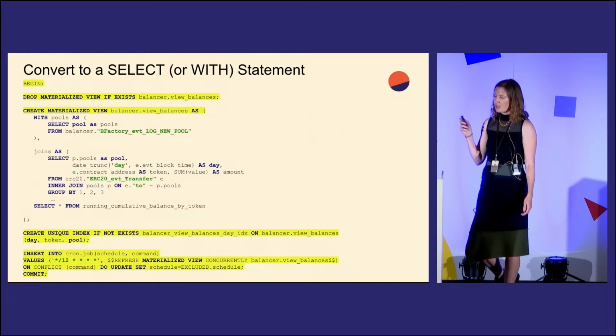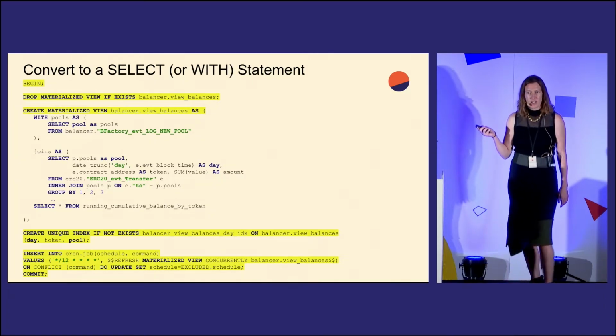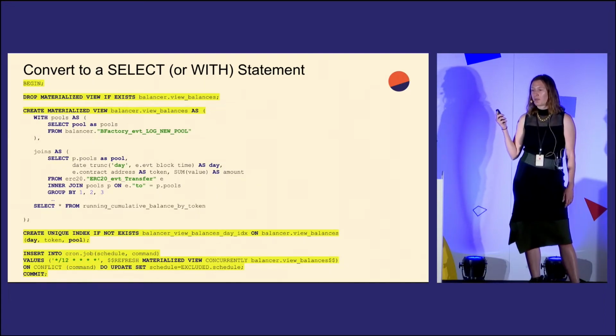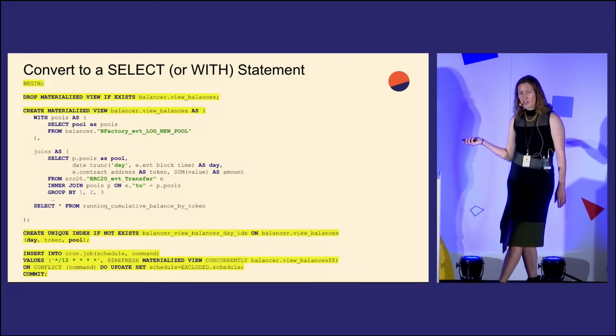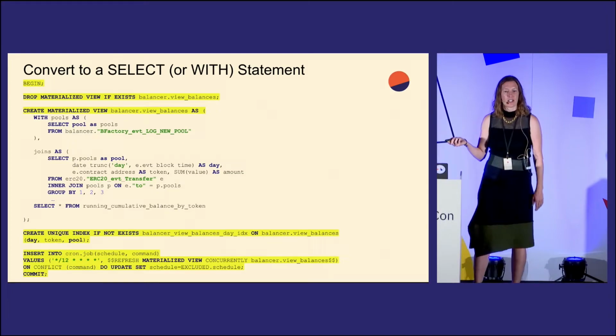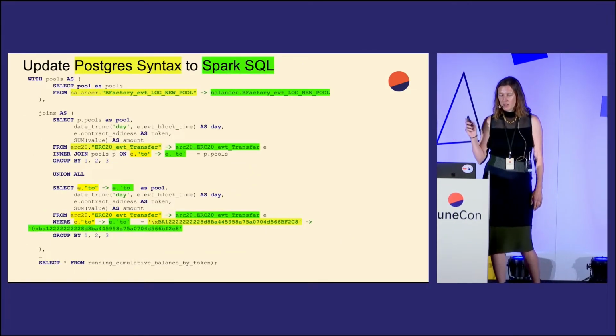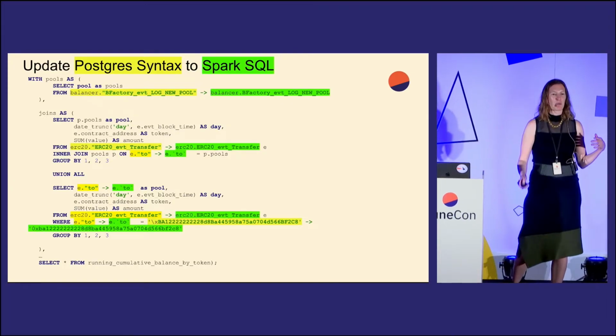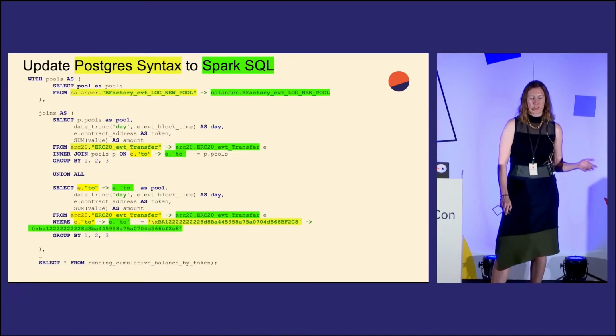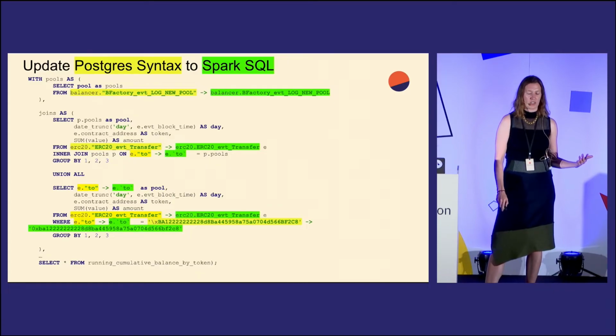balancer_ethereum_balances.sql. The next step is also pretty simple, just deleting stuff. We're going to delete everything out of that file that is not the select, or in this case, a with statement. So drop materialized view, create index, all that stuff can go away. We're going to handle that later in a very simple dictionary, basically. Next thing is a little annoying, but we did move from Postgres to Spark SQL, so we have to make some syntax changes.